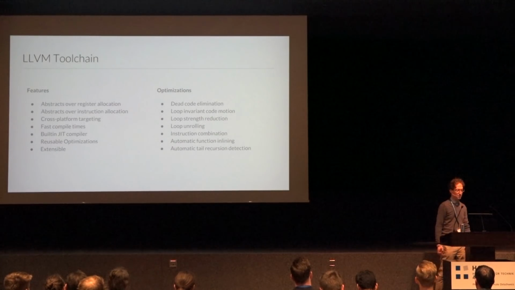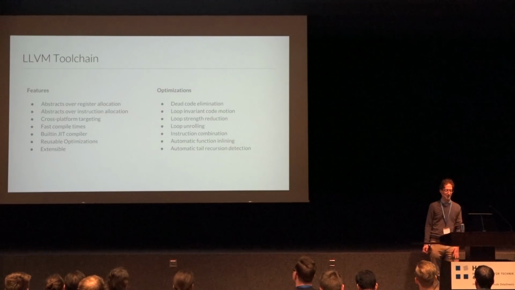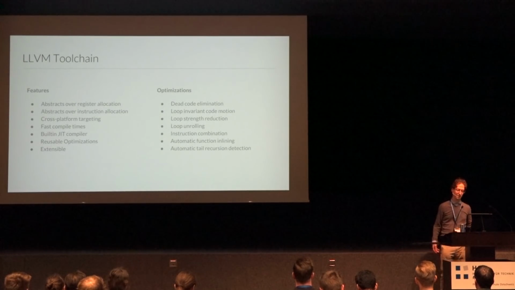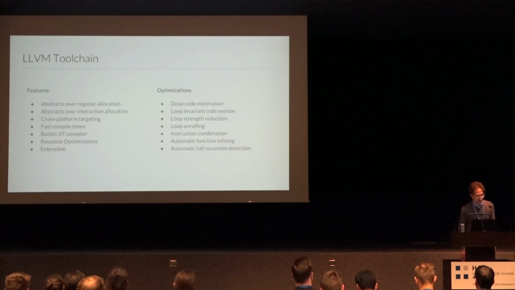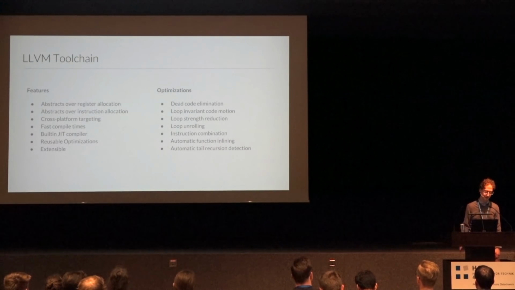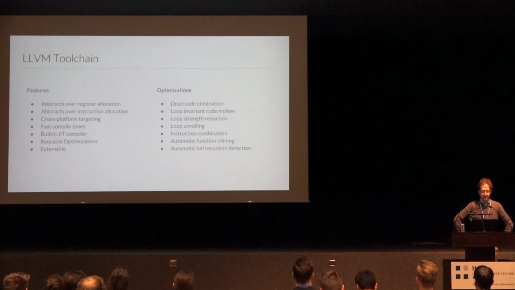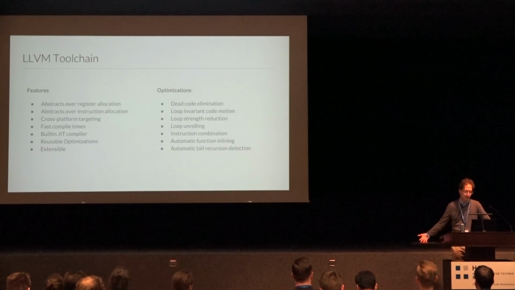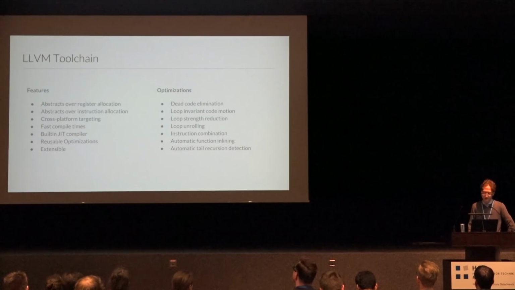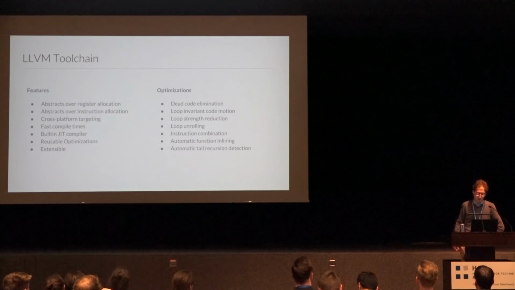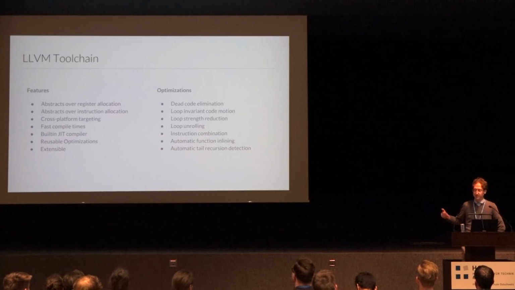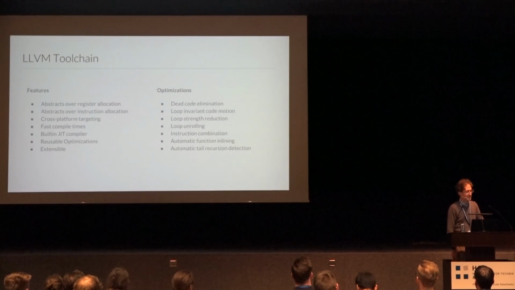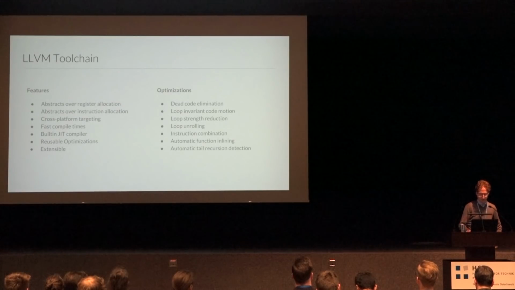Particularly around optimizations, it's really not terribly useful to re-implement continuously, and that's why LLVM exists today. Particularly register allocation, instruction selection, cross-platform targeting, fast compile times, reusable optimizations, and it's just an extensible framework. The optimizations you want for a lot of standard things are dead code elimination, loop invariant code motion, strength reduction, loop unrolling, instruction combination, automatic fusion, and automatic recursion detection. All these things you get out of the box with LLVM, which is wonderful.